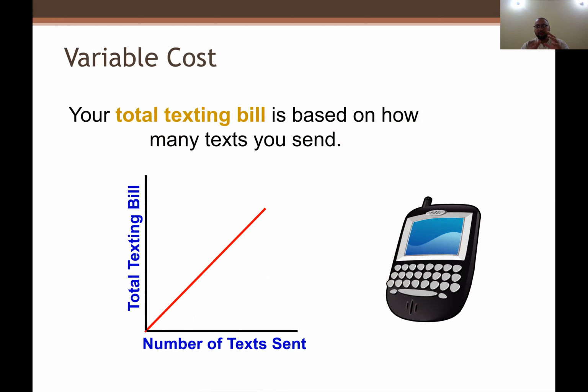This concept is similar to the economics concept we discussed in an earlier semester, when we talked about variable cost and fixed cost. The concept is the same. For example, your total texting bill is based on how many texts you send. If you send one text, the cost is, for example, 0.5. If you send 3, the cost is going to be 1.5, just like that. If you draw a graph, as quantity increases, cost also increases, so it is an upward sloping straight line.